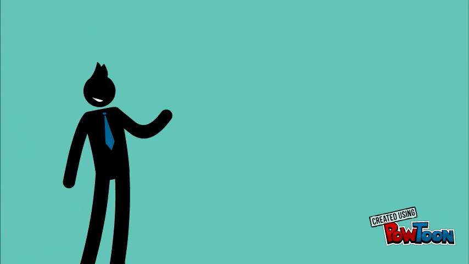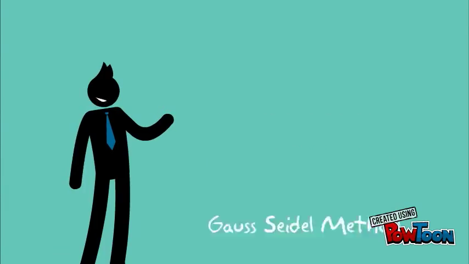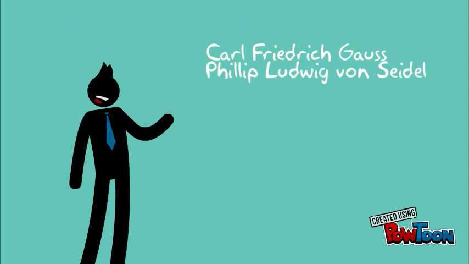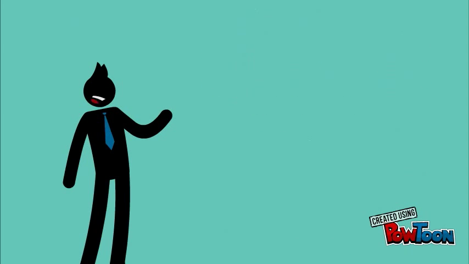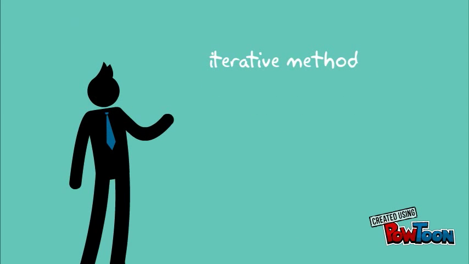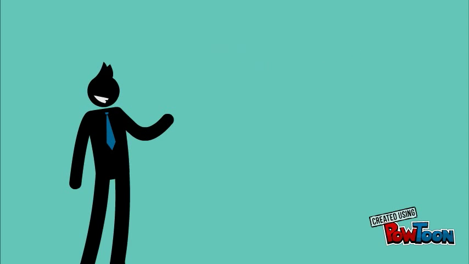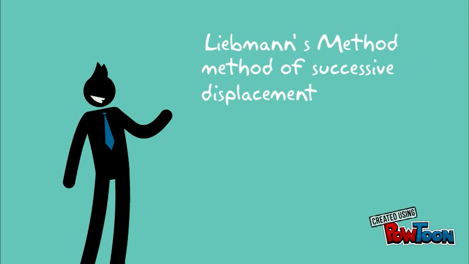The method we chose to be used in a real-life situation is the Gauss-Seidel method, named after mathematicians Carl Friedrich Gauss and Philipp Ludwig von Seidel. Gauss-Seidel method is an iterative method used to solve a system of linear equations. It is also called Liebmann's method or the method of successive displacement.